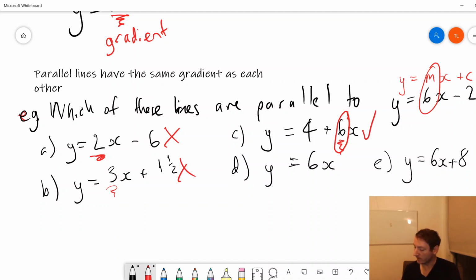Alright, this one has no y-intercept. It does have a y-intercept, it's just 0. But we still look at the x term for the gradient, and it is 6, so this one is parallel. And lastly, this one here, again, gradient of 6, nice and normal one. So that is parallel.